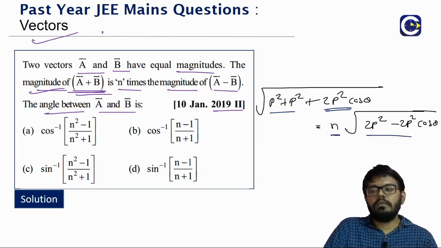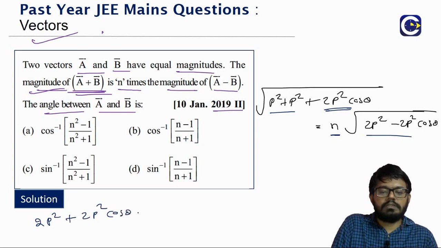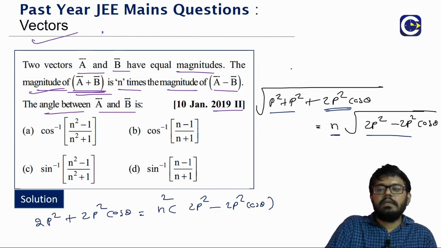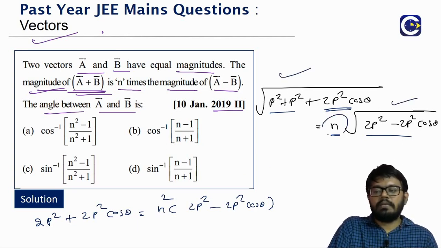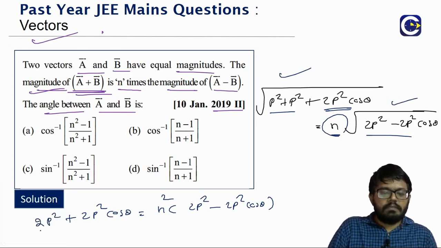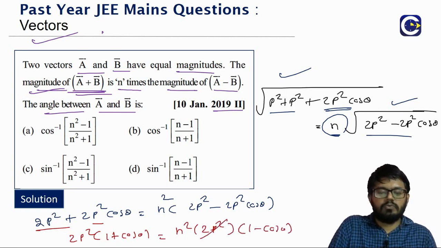So what will we have to do? Let us square on both sides. Left side is 2P square plus 2P square cos theta, and right side is n into 2P square minus 2P square cos theta. Not n, it will be n square because we are squaring it. Squaring means the root will vanish on both sides, but n will become n square. Now from the left side we can take 2P square common: 1 plus cos theta. Right side, n square, we can also take 2P square common: 1 minus cos theta. So 2P square will get cancelled.